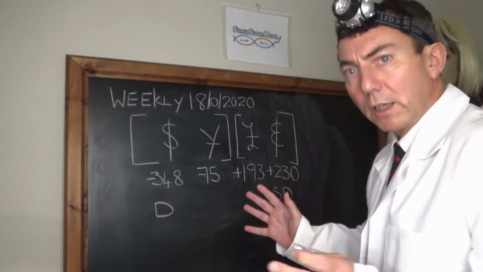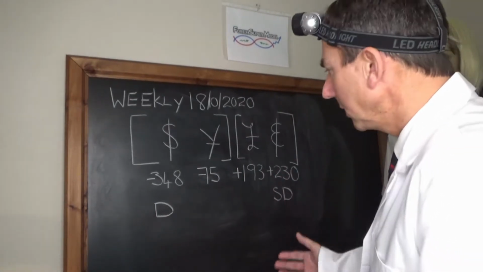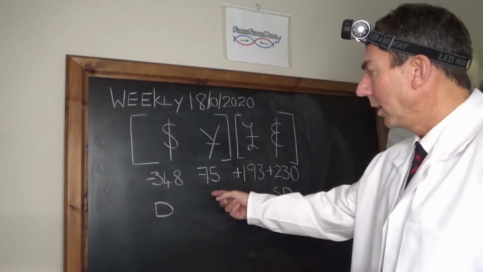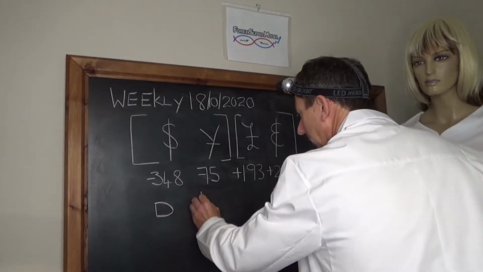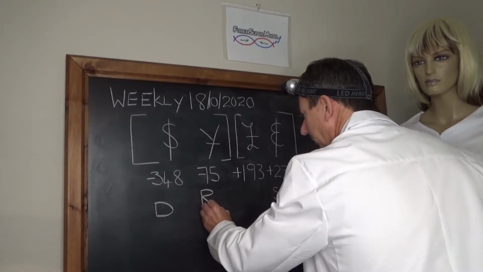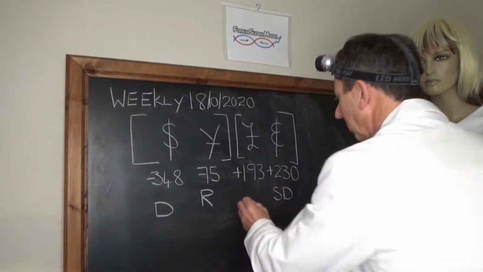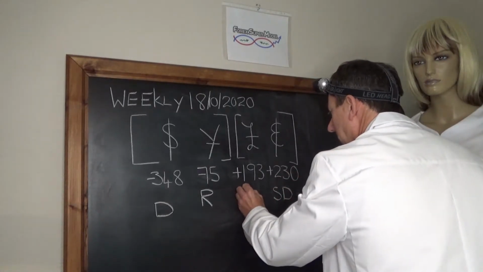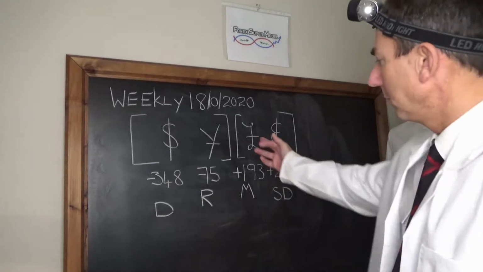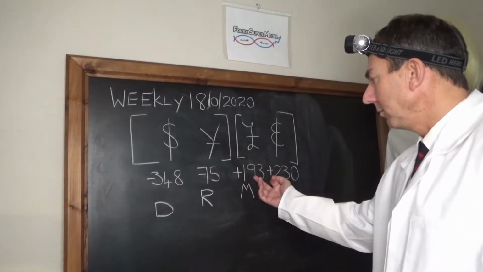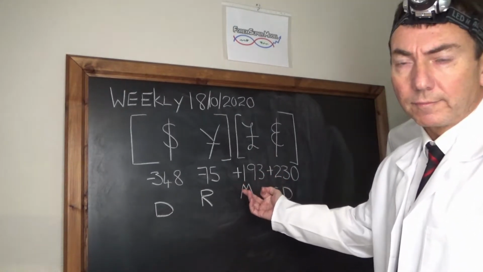The rock is the complex which moves the least. In this case it's the yen, -75, stick an R in there for rock. And the one that's missing is automatically the mover, M. In this case it was the pound, and it was a positive mover at 193.